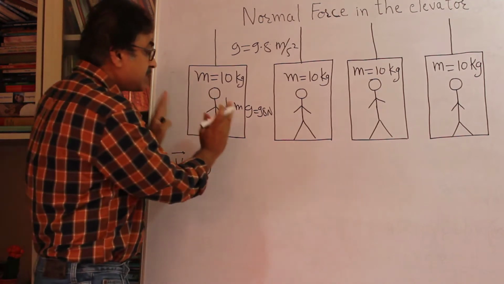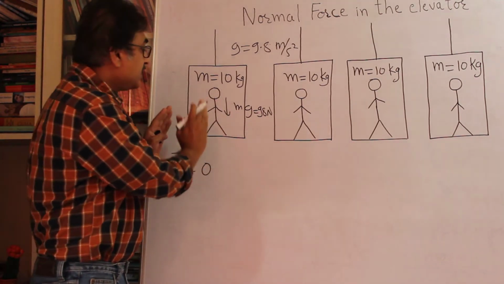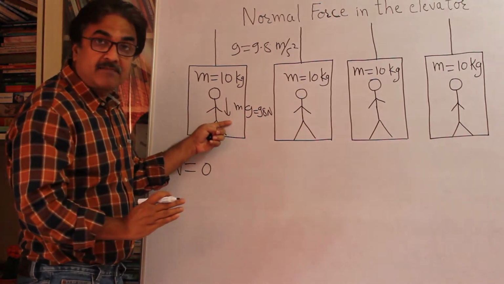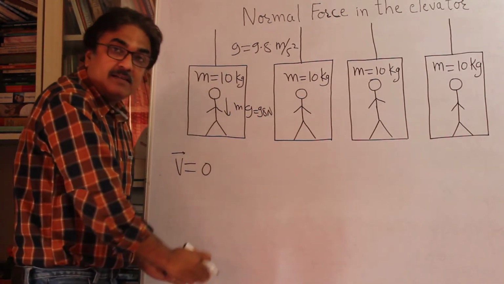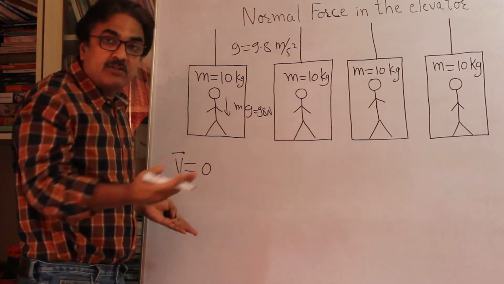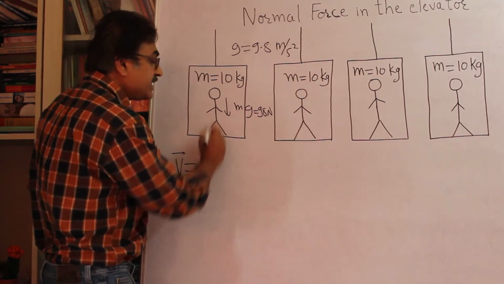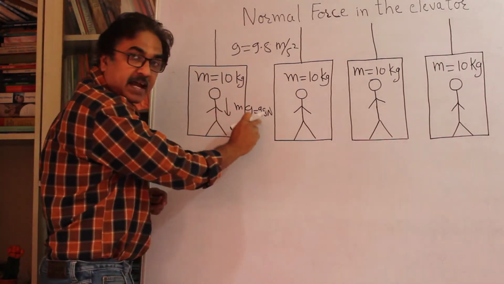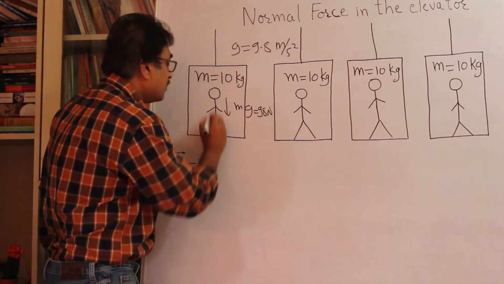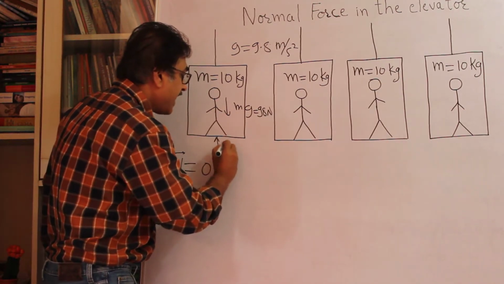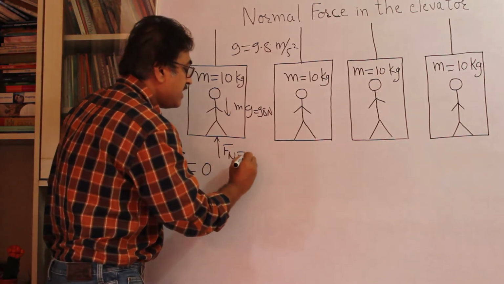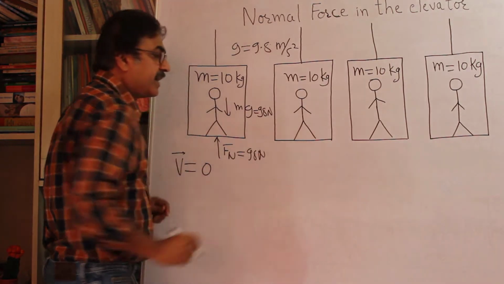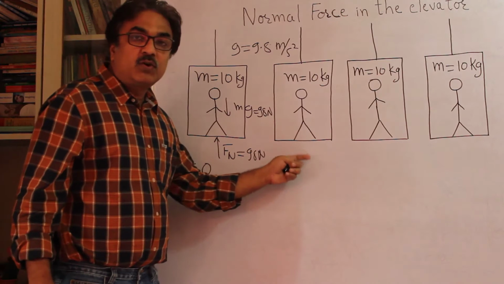Since it is stationary, this force has to be balanced. Otherwise the person would just pierce through the lift. That's not happening. So it means that the floor is exerting an upward force, which has to be exactly equal to this. So the normal force Fn is equal to 98 newtons. Okay, let's go to the next case.